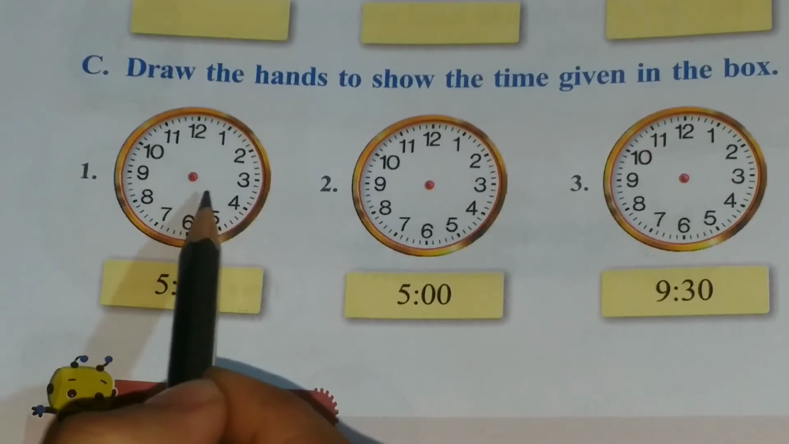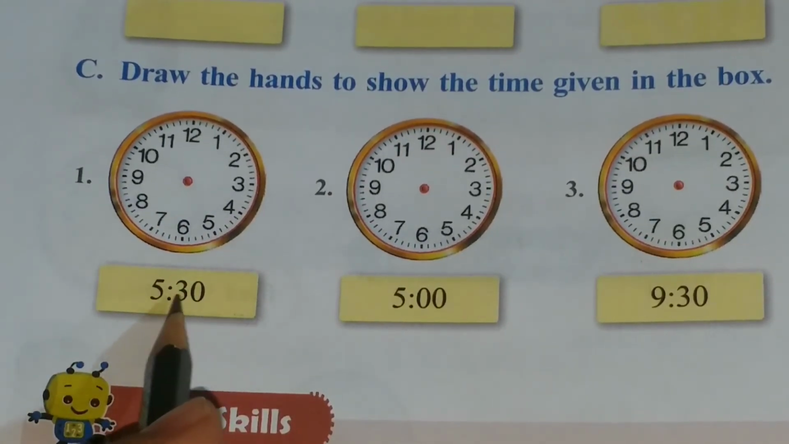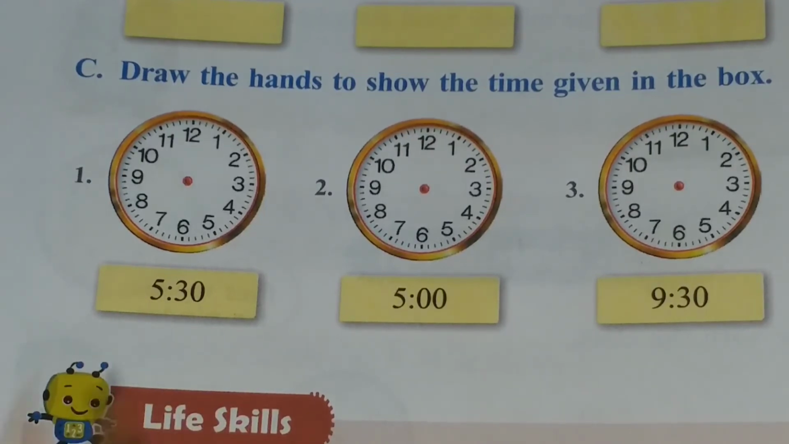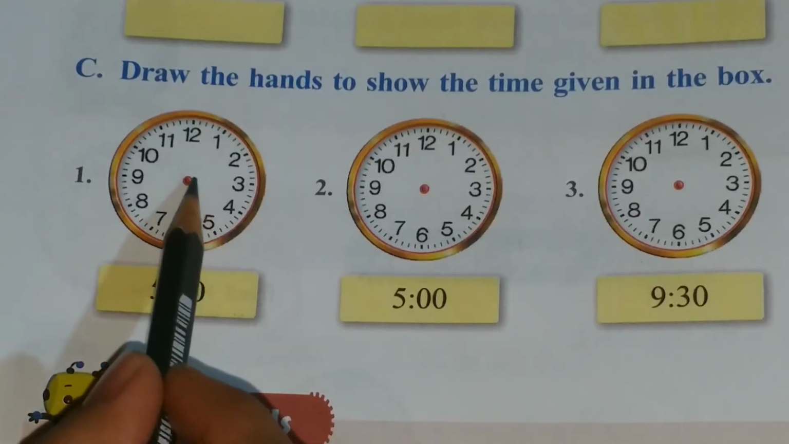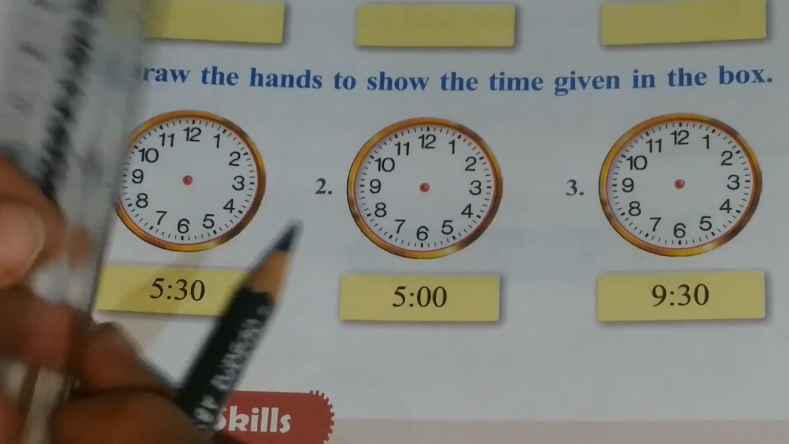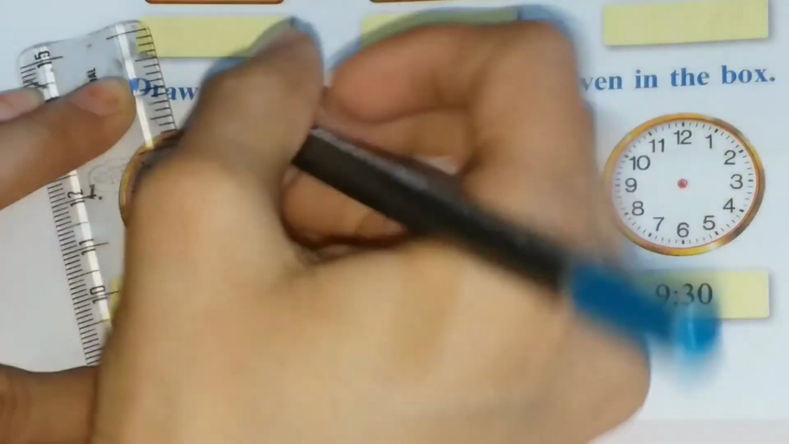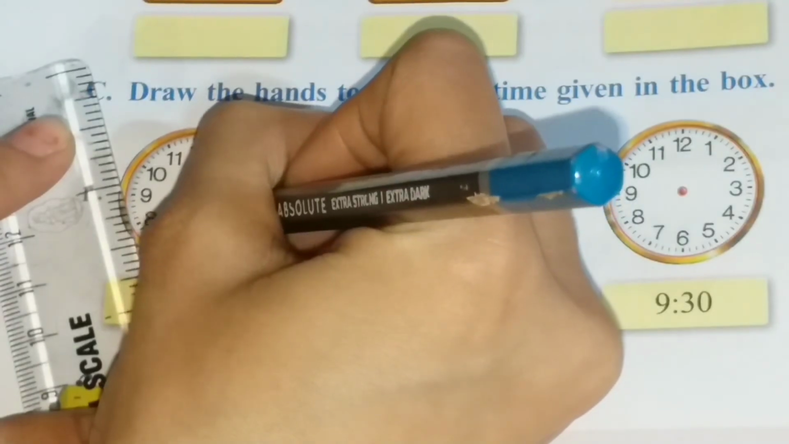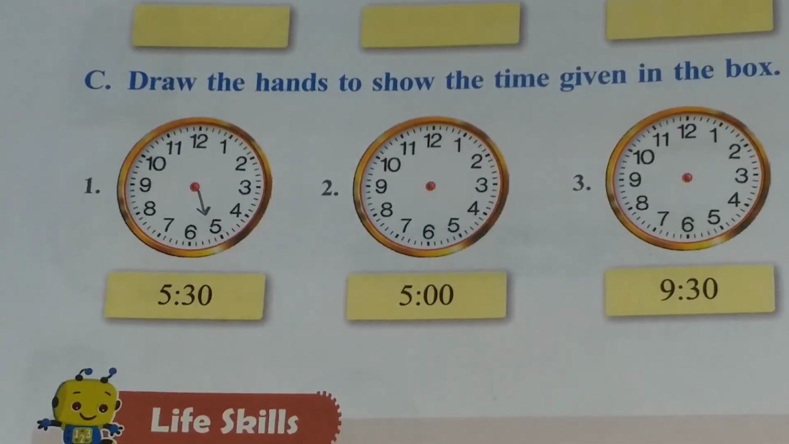Now children, look here. Again you have to draw the hands of the clock to show the time 5:30. It will also be called 5:30. Okay? So how will you do it? First you are going to draw the hour hand. The hour hand will be pointing in between 5 and 6. Okay? So in this way you are going to draw the hour hand, which will point in between 5 and 6.